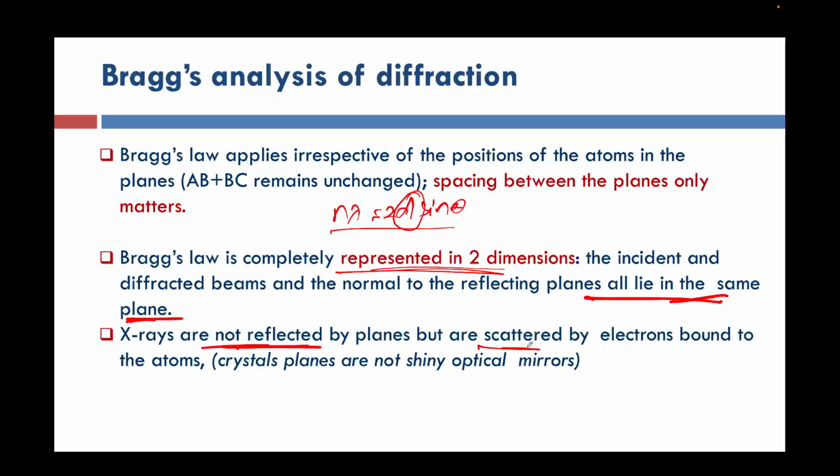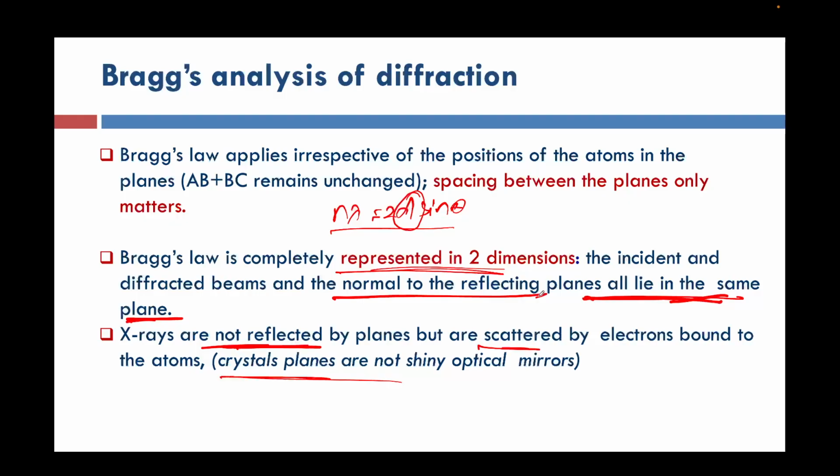That means, is whatever condition Bragg has assumed wrong, or, just to get a diffraction condition, has he taken a lot of assumptions? Because in real life, crystal planes are not shining optical mirrors where we consider that the incident ray, the reflected ray, and the normal to the reflecting plane all lie on the same plane. But in a real crystal that is not the case.